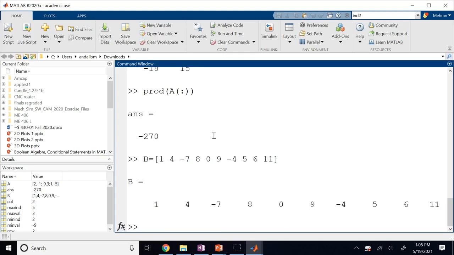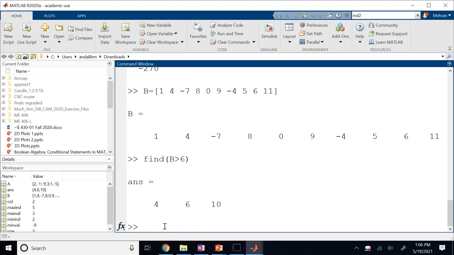Right? You want to find out where in vector b my numbers are bigger than, let's say, 6. Which numbers in this vector are bigger than 6? So now you are doing a search in a vector. How do you do it? You say find where the elements in b are bigger than 6. And look what it gives you. It says entry number 4, entry number 6, and entry number 10.